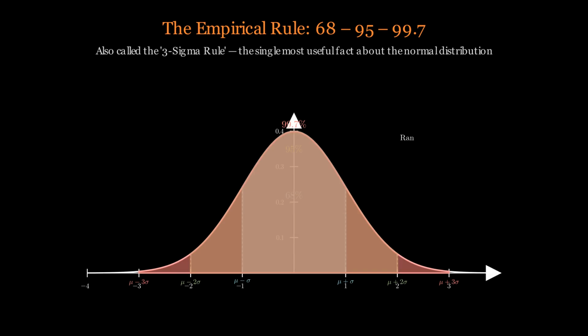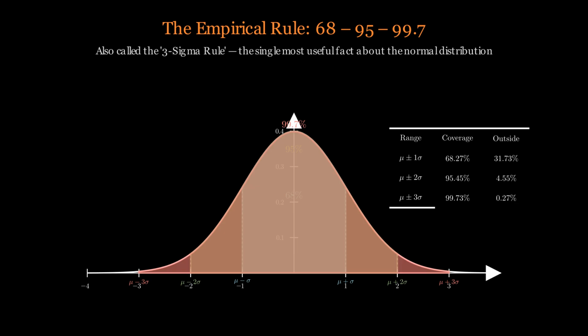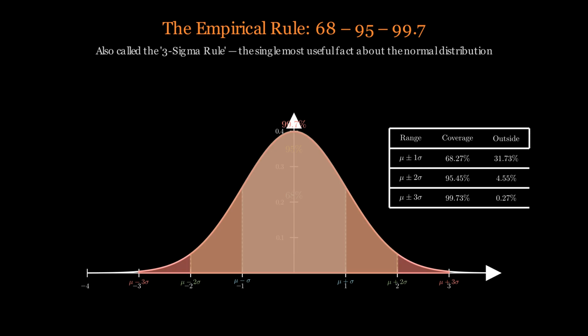Here's a quick reference table for the empirical rule. 1 sigma covers 68.27%, leaving 31.73% in the tails. 2 sigma covers 95.45%, leaving only 4.55%. 3 sigma covers 99.73%, leaving just 0.27%. Memorize these three numbers: 68, 95, and 99.7. And you will unlock instant intuition for almost every probability problem involving the normal distribution.